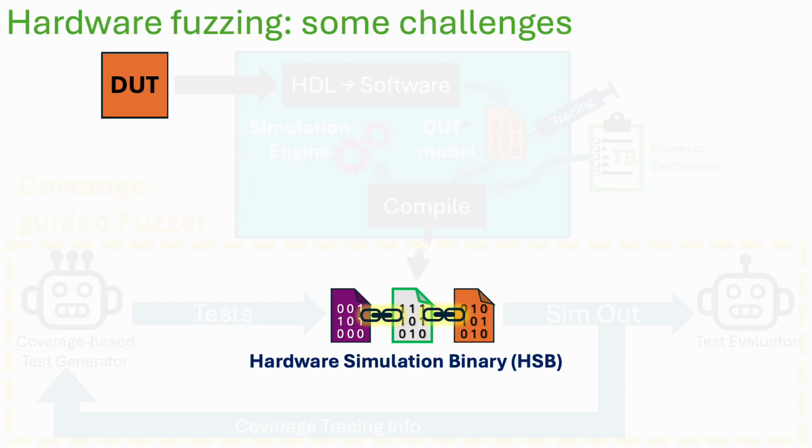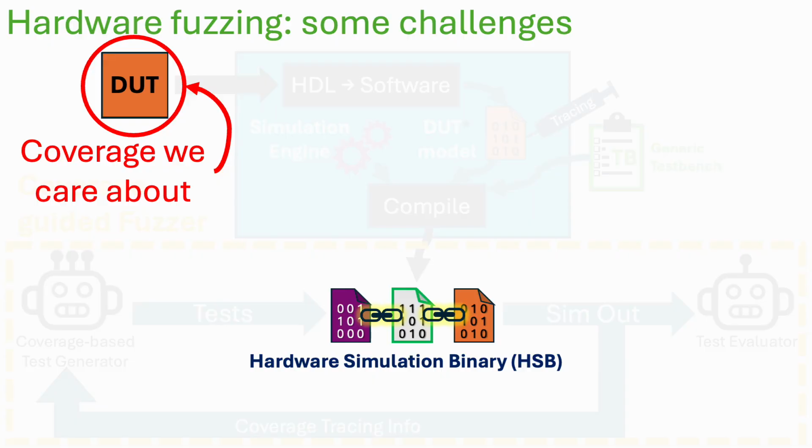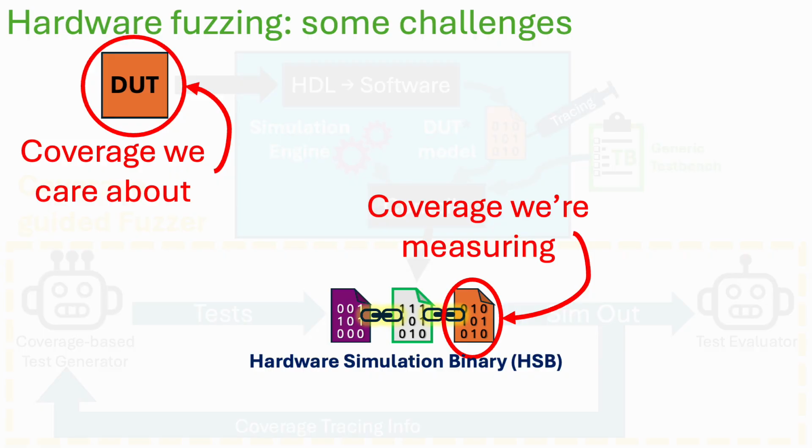And this applies to, I guess, gold model mismatches if you're using a gold model. Another challenge that the authors had to deal with is how to actually know that you're achieving better and better coverage on the design under test. So, in other words, we care about coverage here, but we're only measuring it in the software model of the design under test that's in this hardware simulation binary. So they had to argue that the better the software model is covered, the better the hardware is covered.